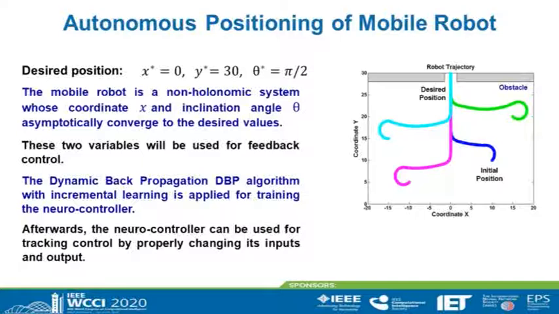The dynamic backpropagation algorithm will be used with an incremental learning strategy for training the neural controller. And here we show the results, and we can see that the neural network is able to control the mobile robot so that the robot achieves this desired final position starting from different initial positions. After this problem is solved, we will use the same neural network for tracking control by properly changing the inputs and output of the neural controller as was shown before.